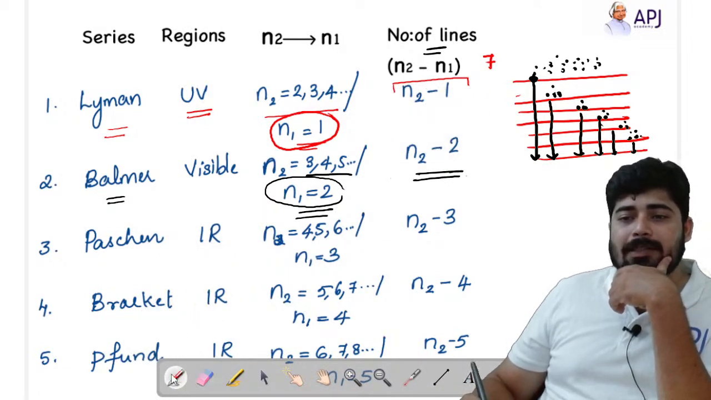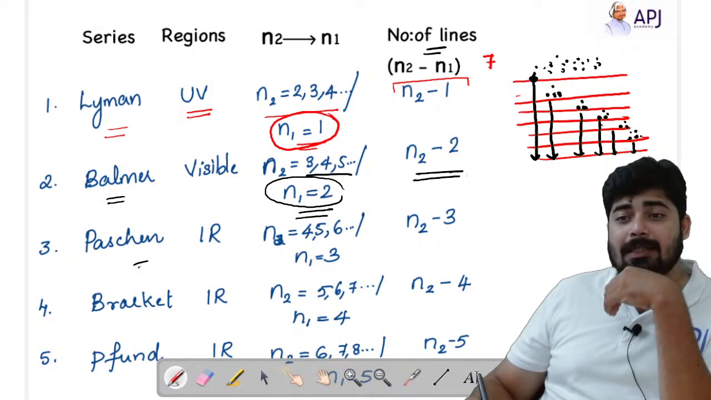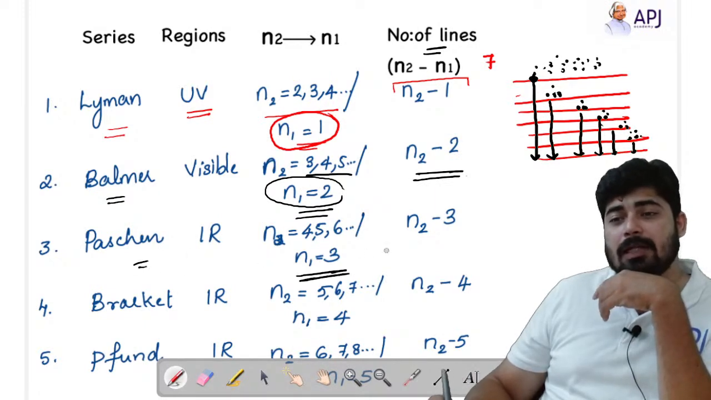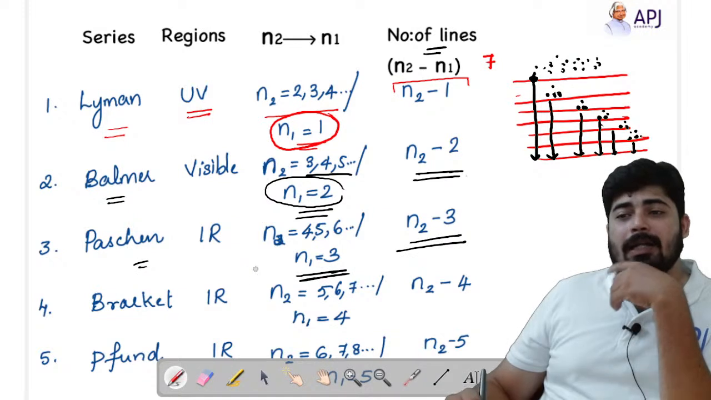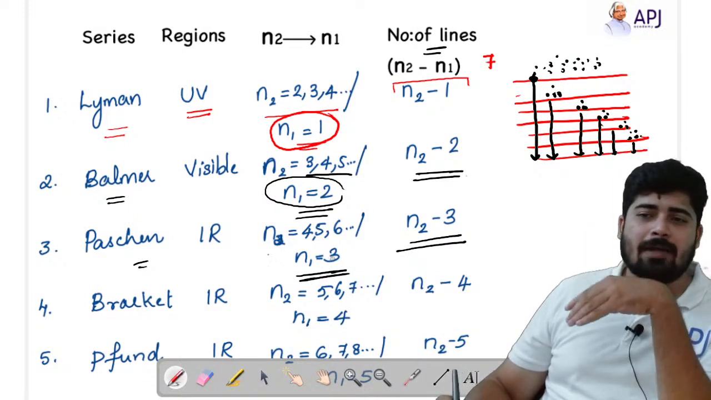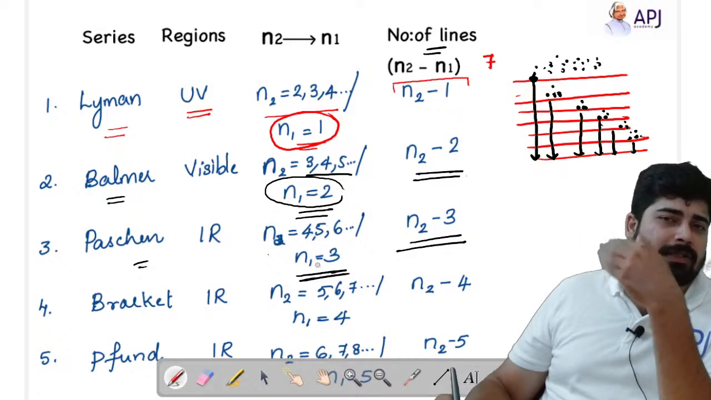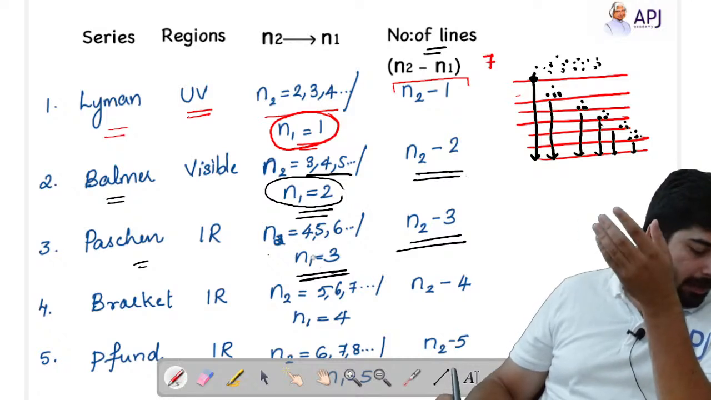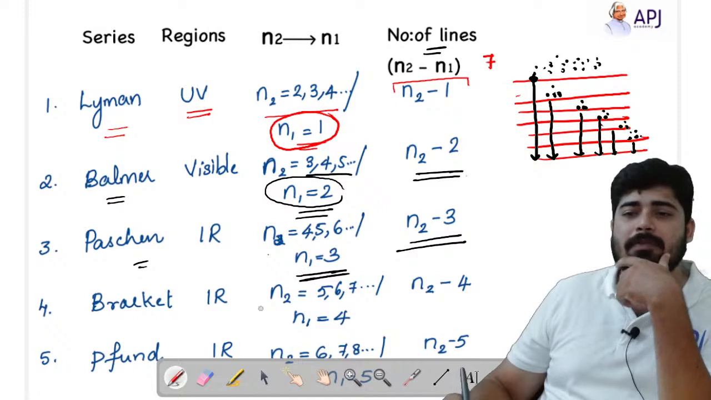Next is the Paschen series. In the Paschen series, we know that N1 is equal to 3. So you can find out the number of lines in the Paschen series. If N1 is equal to 3, then N2 cannot be 3. It should be greater than 3. So N2 can be 4, 5, 6.